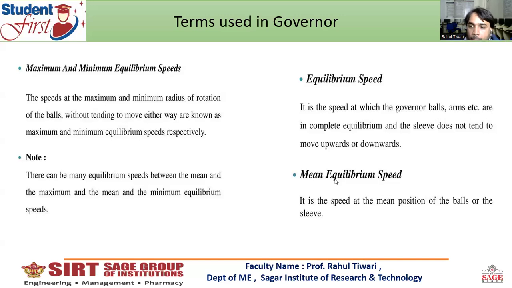And mean equilibrium speed is defined as the speed at which the mean position of the balls or the sleeve.